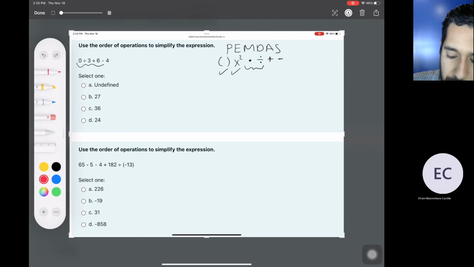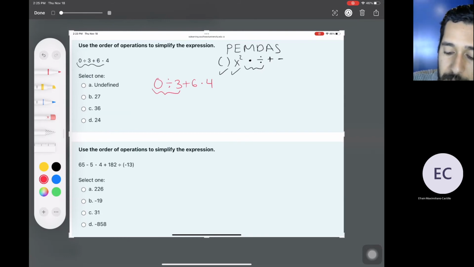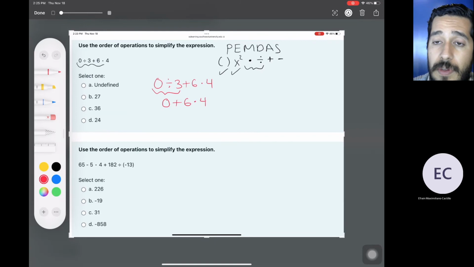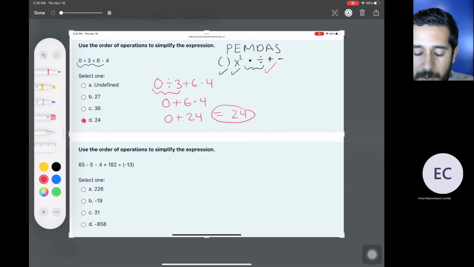Let me write my expression again. I will do the division first, which is 0 divided by 3, and 0 divided by 3 is 0. Then I can go ahead and do the multiplication, so 6 times 4, that's 24. And then if I keep going on PEMDAS, I can do the addition, so 0 plus 24, that's going to be 24. That is the answer that I'm looking for. That's the correct answer.